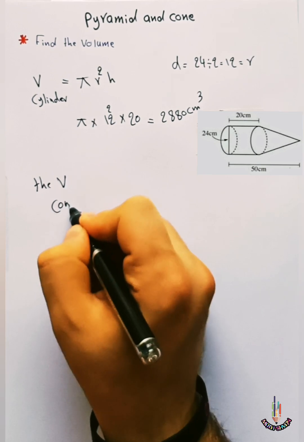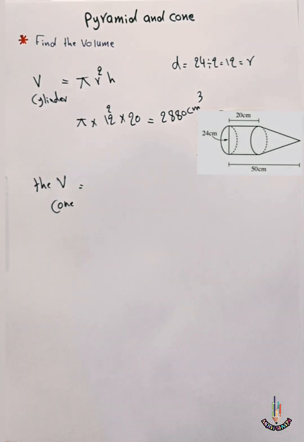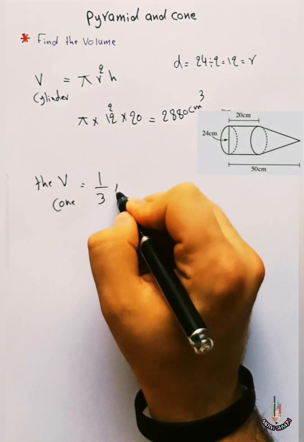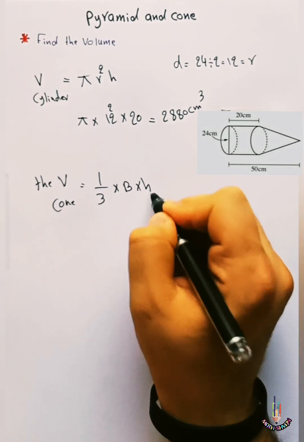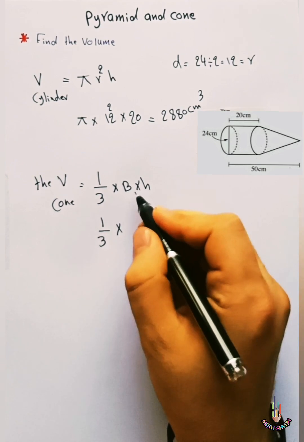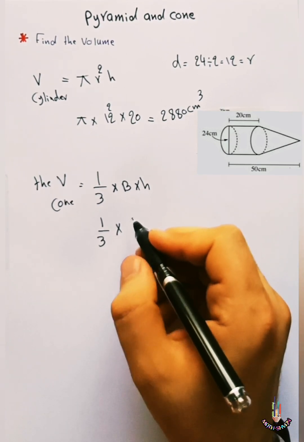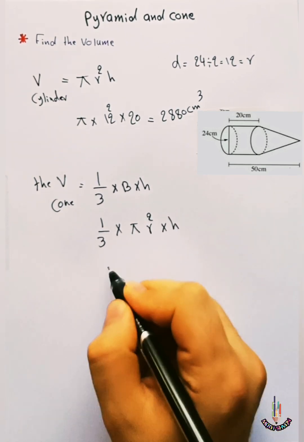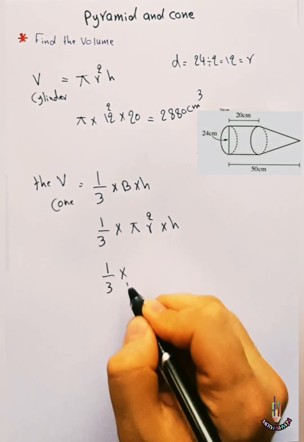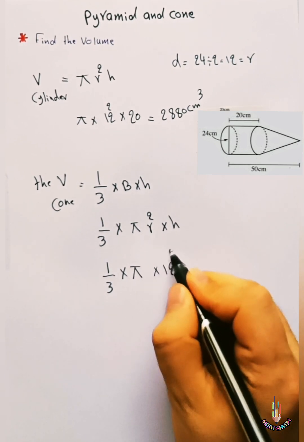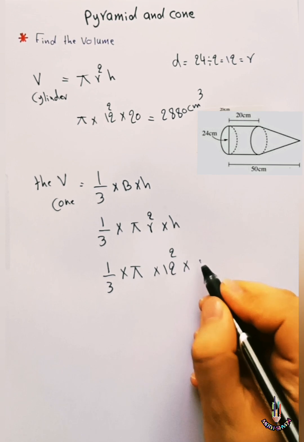After that, the volume for the cone, the rule is 1 out of 3 times base times height. So we have 1 out of 3 times the base, which is a circle, so the area of the circle is pi r square, multiplied by h. So you have 1 out of 3 multiplied by pi multiplied by r, 12 square, multiplied by height, 20.